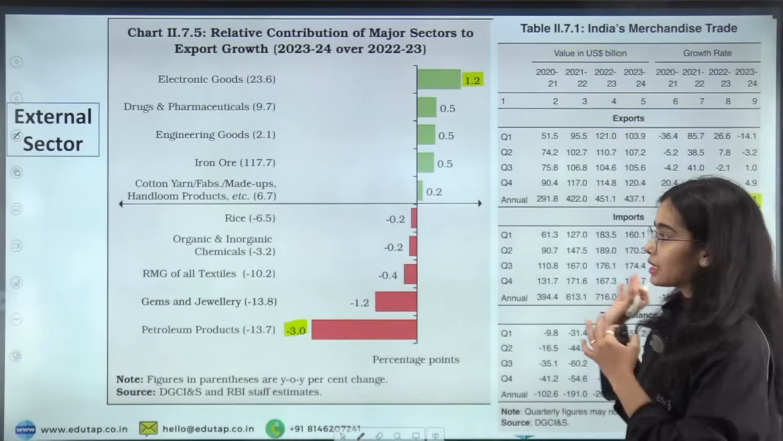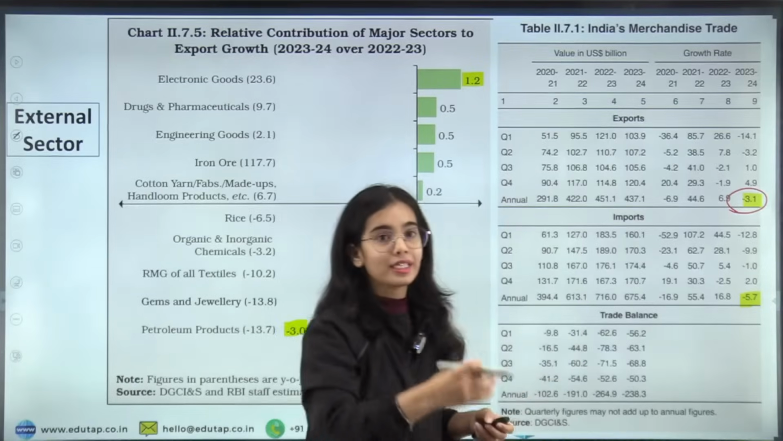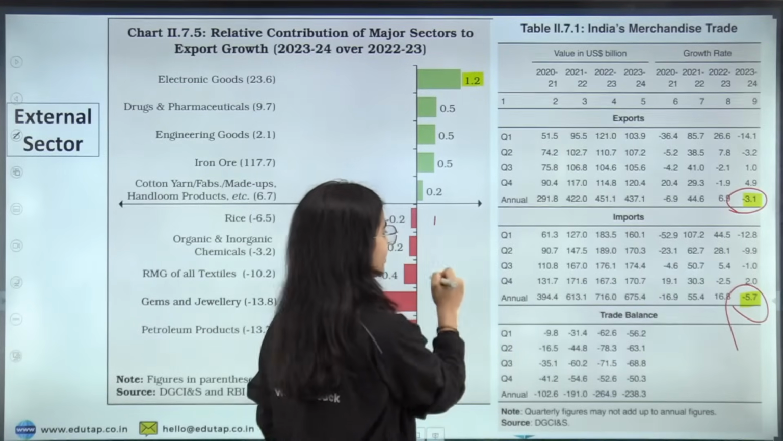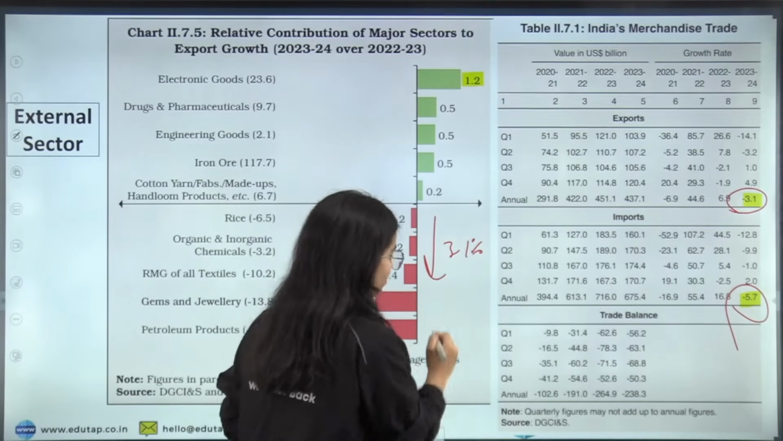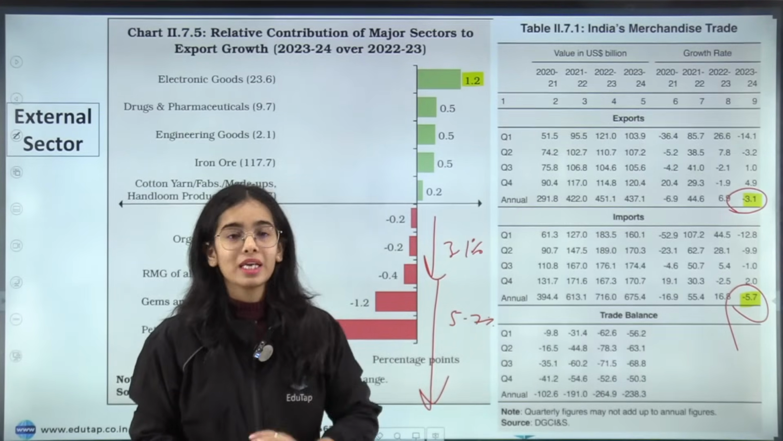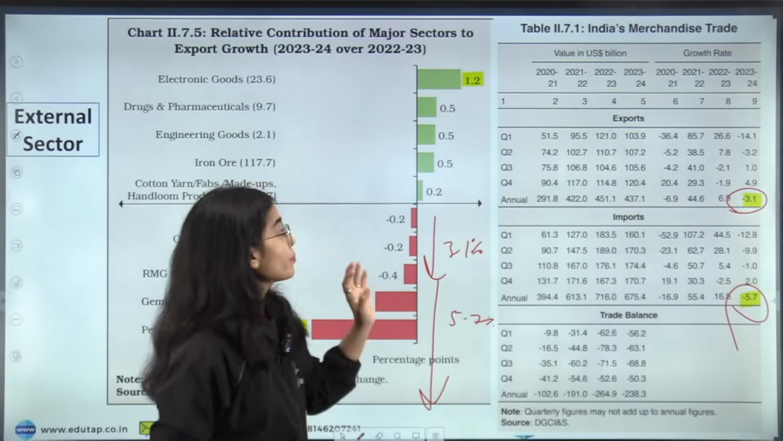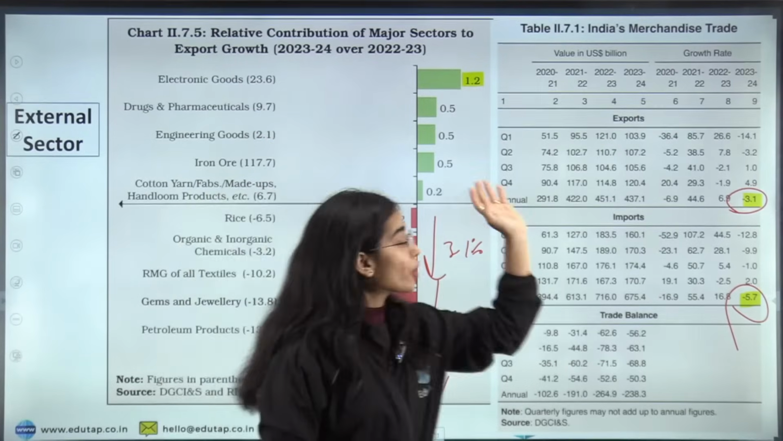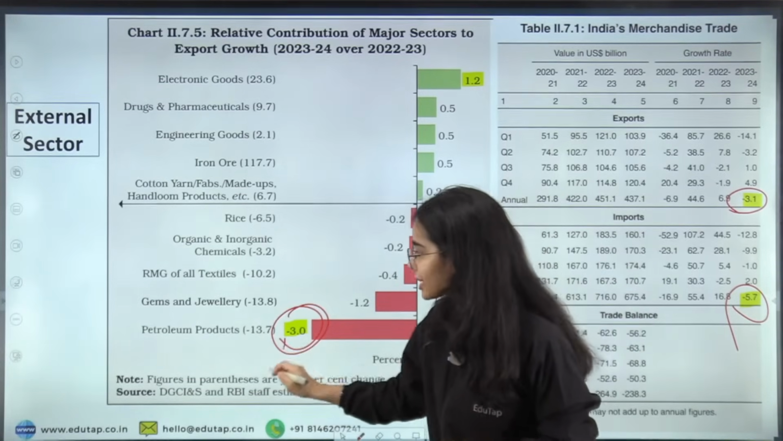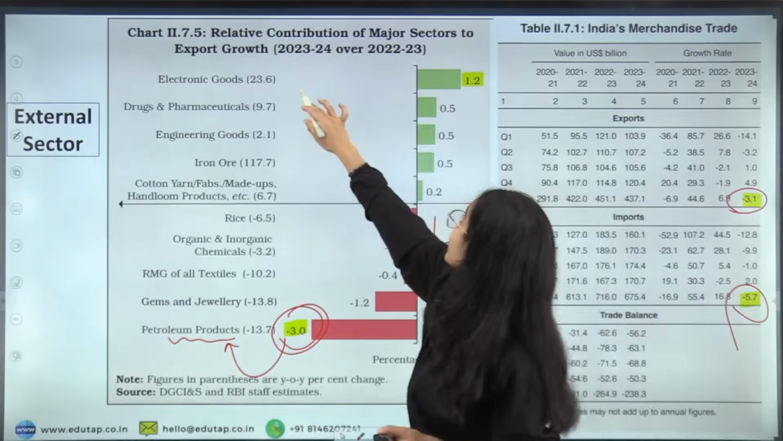Now moving forward, external sector. As I have told you, the export growth has declined as well as the import growth has declined. Exports have declined by 3.1% while the imports have declined by 5.7%. So there is a higher decline in the imports as compared to the exports. That's why the current account deficit is happening, but that is lower. If you see the contribution of the sectors in the export growth, there is a negative contribution of petroleum products, and the highest contribution is from electronic goods.